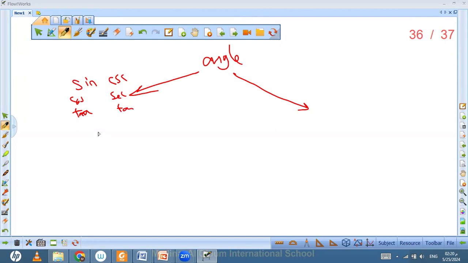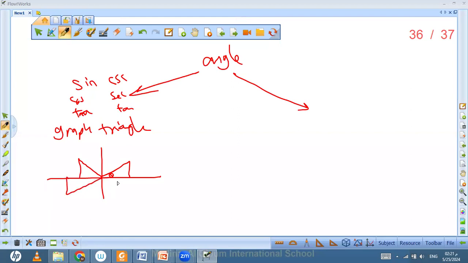The first one is to draw a triangle or graph a triangle. And this is the easiest one. Triangle in first quad, like a bow tie, like this one. Triangle in second quad, like this one. Triangle in third quad like this one. Triangle in fourth quad like this one. This is angle 90, this is angle 90. This is first quad, second quad, third quad, fourth quad.